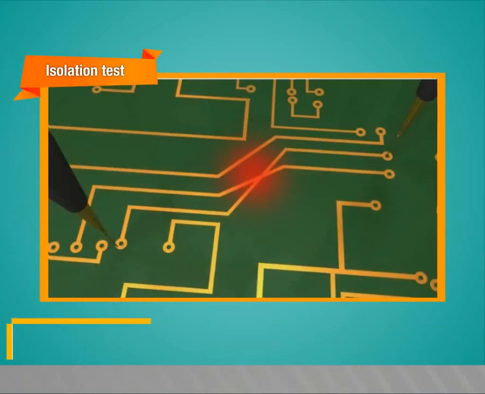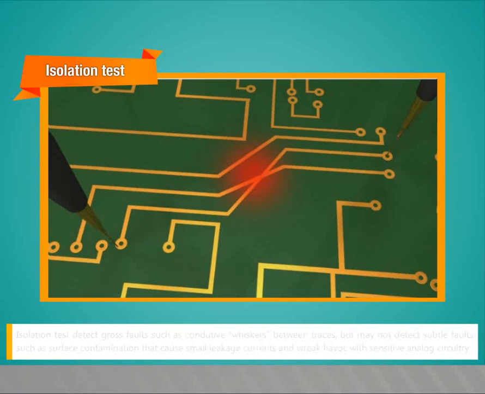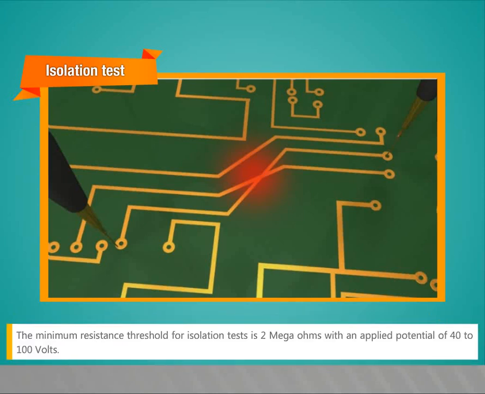Isolation test. Isolation test detects gross faults such as conductive whiskers between traces, but may not detect subtle faults such as surface contamination that cause small leakage currents and wreak havoc with sensitive analog circuitry. The minimum resistance threshold for isolation test is 2 megaohms, with an applied potential of 40 to 100 volts.